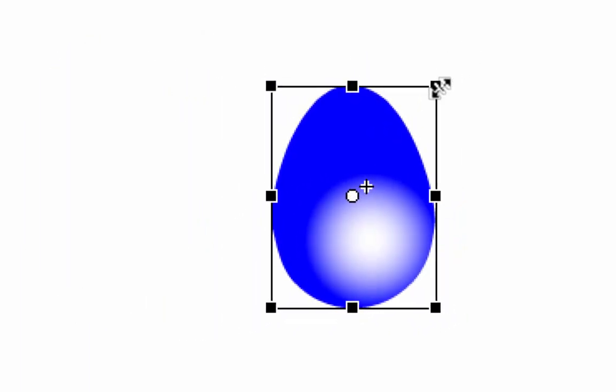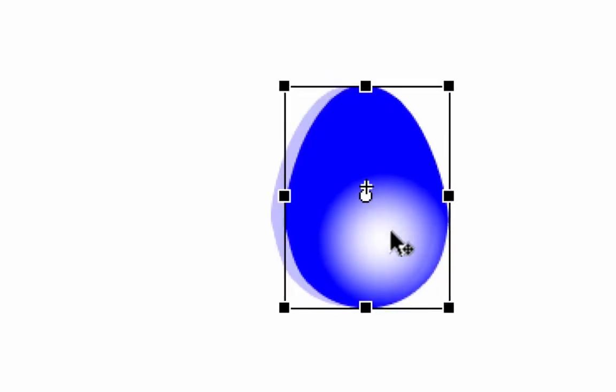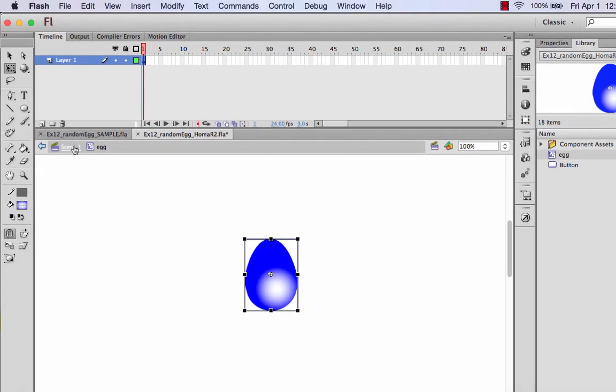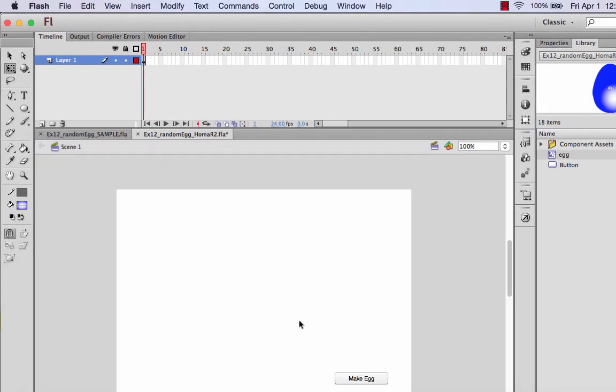Again, we could rescale the egg any way we want to, but for now you could go into your library and do that. And if you had to change the color for whatever reason, or you messed up your gradient, you could always go back into your library and change that. So I'll go back out on scene 1, and notice I don't have it on the stage. The only thing on the stage is my egg button. They're both on the same layer, which is okay, that's fine.